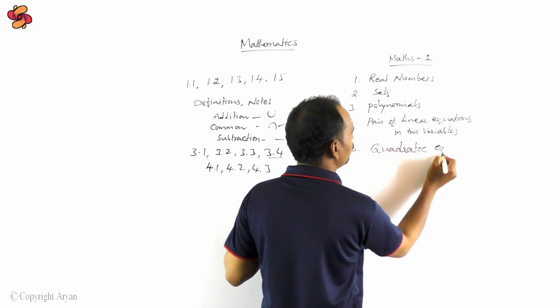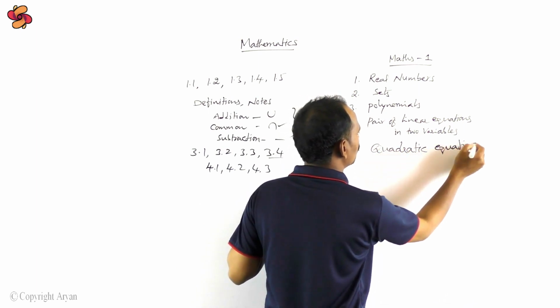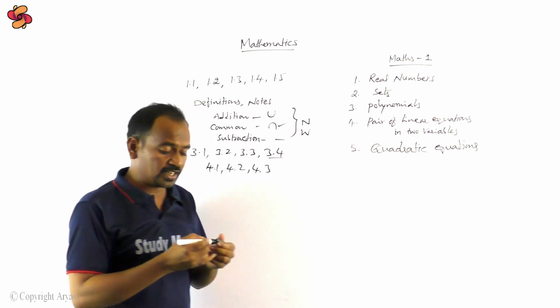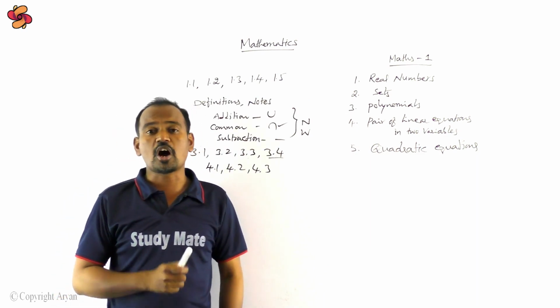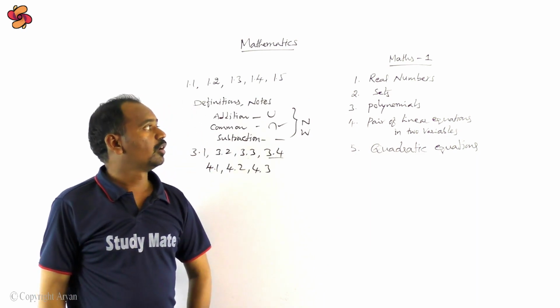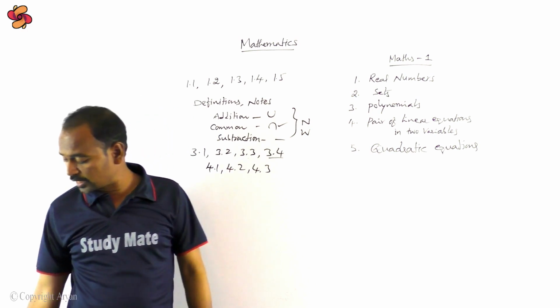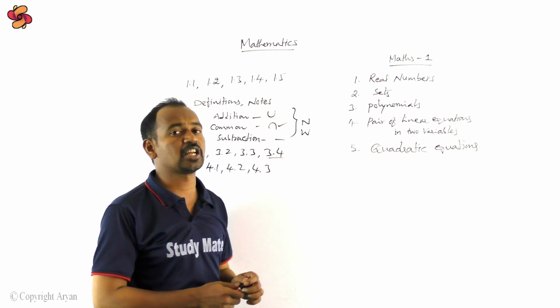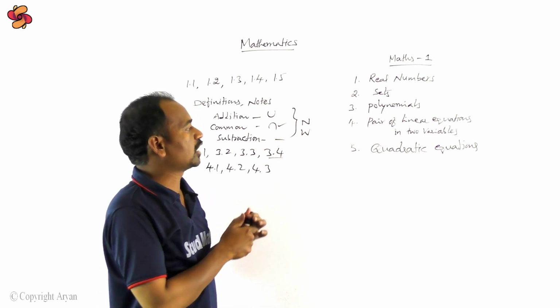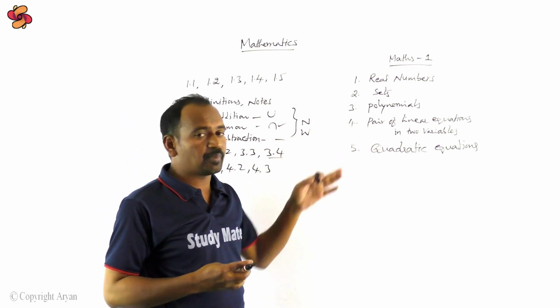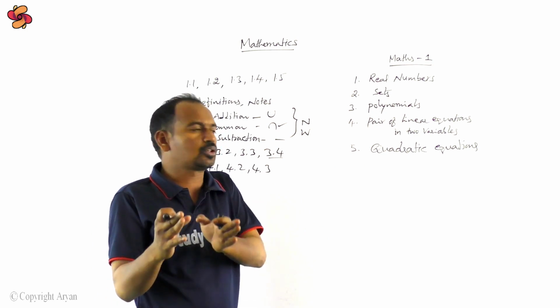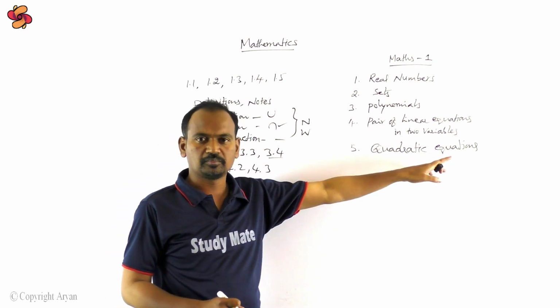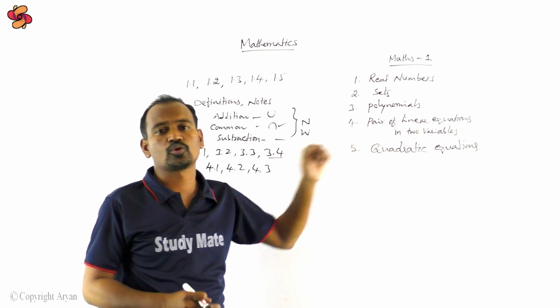Quadratic equations. So this is very easy. Why is it very easy? In the third chapter itself, we will have quadratic polynomials and cubic polynomials. So that's why a quadratic polynomial is almost equal to a quadratic equation. Here also we get graphical questions.